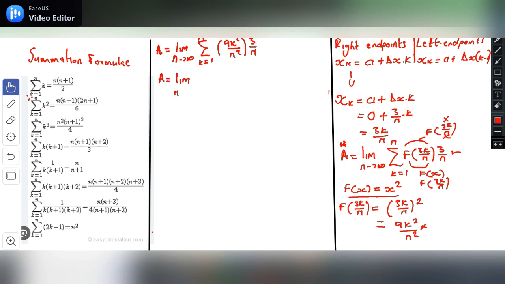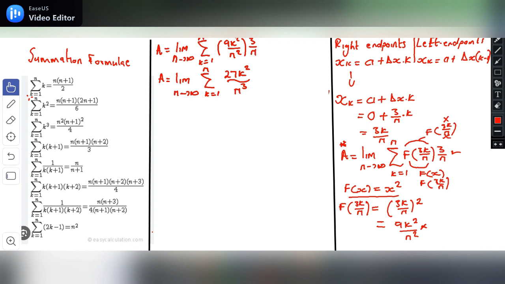We have the limit where n approaches infinity, then the sigma with k equals 1 to n. Therefore 9 multiplied by 3 is going to give us 27. We have k squared, right, all over n cubed. So what do we do after this step?